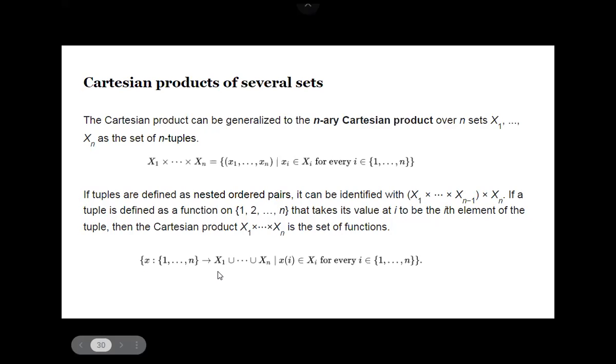Here, did you get this? X runs from 1 to n. It implies x1 union x2 union up to xn. Then this xi belongs to capital Xi. Here also we have seen this x of i belongs to Xi for every i which runs from 1 to n. Okay, it completes our third unit.